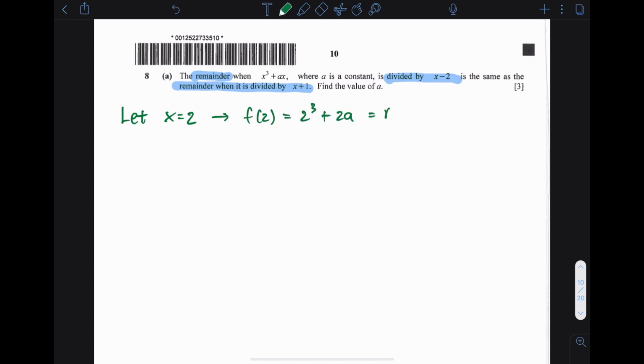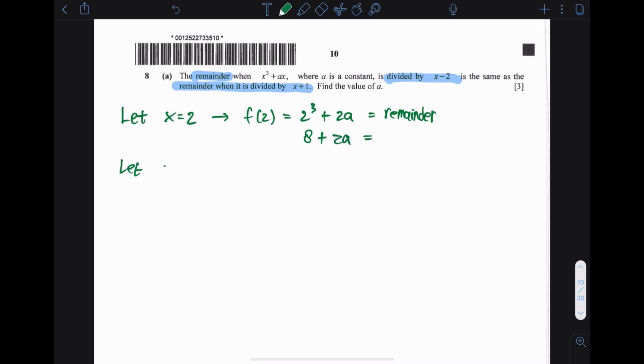Question 8. The remainder when x cubed plus ax is divided by x minus 2. We are going to divide them, and they say there's a remainder. We'll have the same remainder when it is divided by x plus 1. So let's try x equals 2. This is applying the remainder theorem. Let x equals 2. We have the function f(2) equals 2 cubed plus 2a, and this is actually our remainder. Simplify this, you'll get 8 plus 2a.